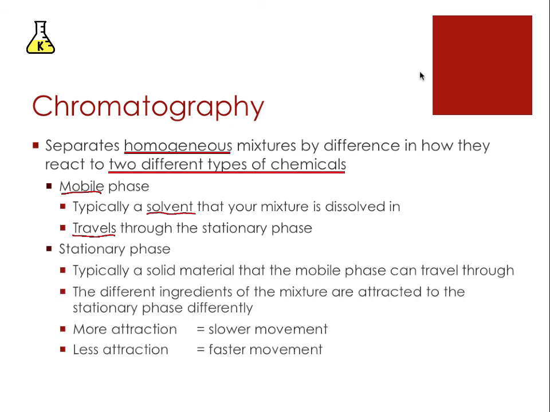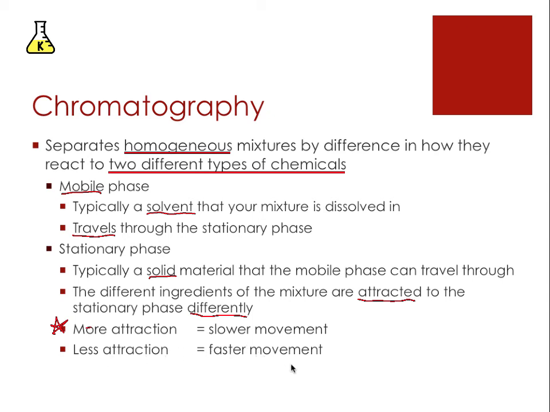The stationary phase, then, is typically a solid material. It stays in one place, and the mobile phase travels through it. As a result of this, the different ingredients of the mixture are attracted to the stationary phase, but they're attracted to it differently. Some of the components of the mixture are attracted very strongly, others relatively weakly. The stronger the attraction is, the slower the substance is able to move through the stationary phase. The less attraction to the stationary phase, the faster the substance moves.